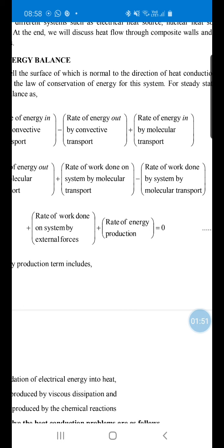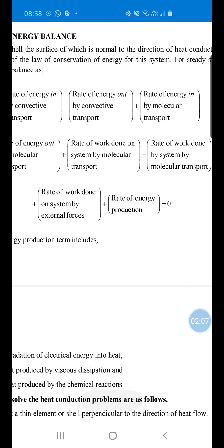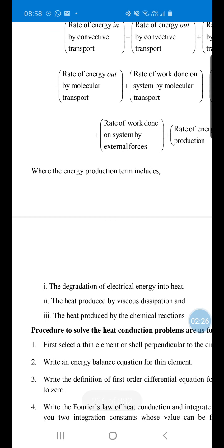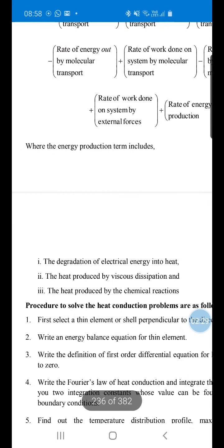So the rate of work done on the system by molecular transport minus the rate of work done by the system by molecular transport. The rate of work done on the system is taken positive and the rate of work done by the system is taken to be negative. Besides that, there will be a rate of work done on the system because of the external forces that you have to consider. And finally, the rate of energy production. So you have to add and subtract these terms, and the sum equal to 0 is nothing but the shell energy balance.